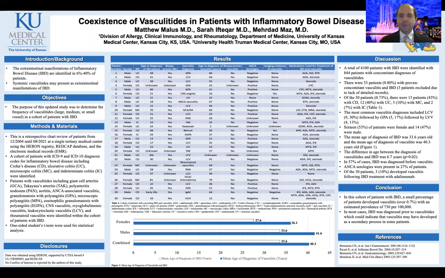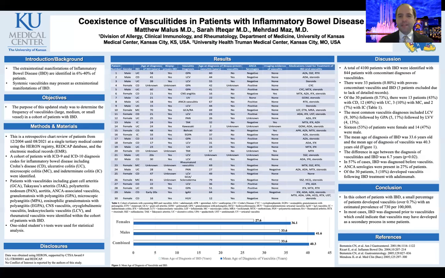In the center of my poster, you will find the characteristics of the patients that we were able to identify. We were able to identify 4,100 patients with inflammatory bowel disease at our center. Out of these 4,100 patients, we were able to identify 844 patients with a concomitant diagnosis of vasculitis using an ICD-9 or ICD-10 code. Out of these 844 patients, we were able to identify 30 patients with a rheumatologist or gastroenterologist diagnosis of vasculitis or inflammatory bowel disease, respectively.